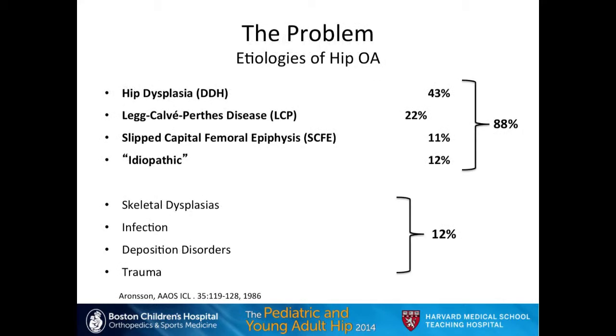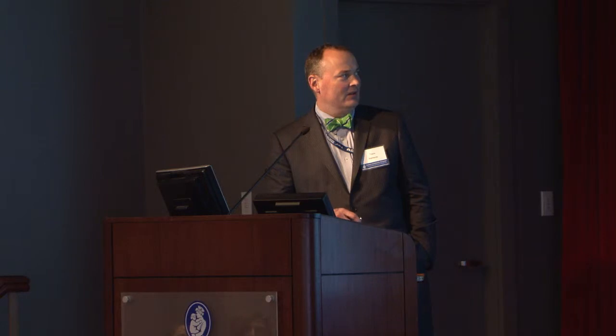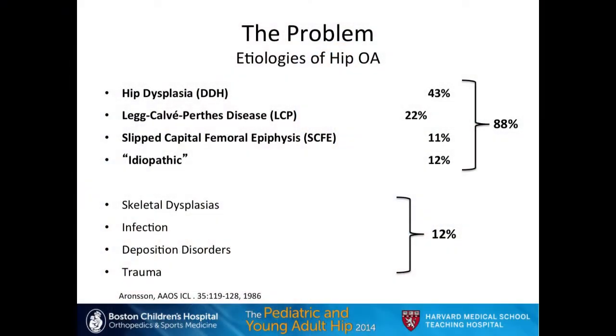Dr. Millis already mentioned this in one of his slides. This is Jim Emerson's work, published back in '86. He did an instructional course lecture on this, and I like this slide a lot because it helps me solidify how I think about common etiologies of hip articular problems. Again, reviewing once more, you have hip dysplasia up here, our number one variety. Then he also talked about Legg-Calvé-Perthes disease and SCFE and idiopathic. Then you have this whole other group down here accounting for about 10 to 12%.